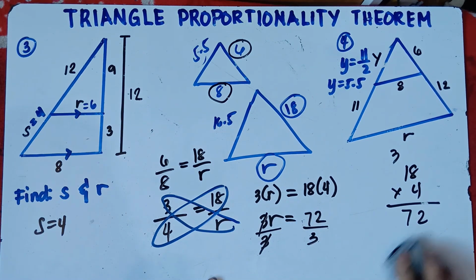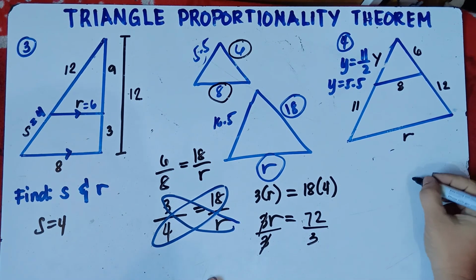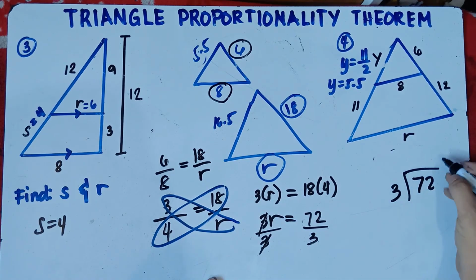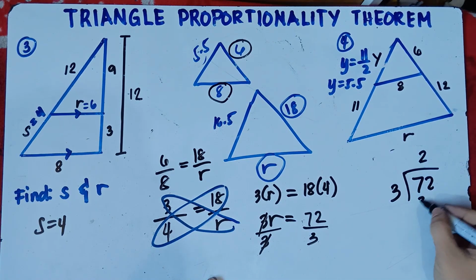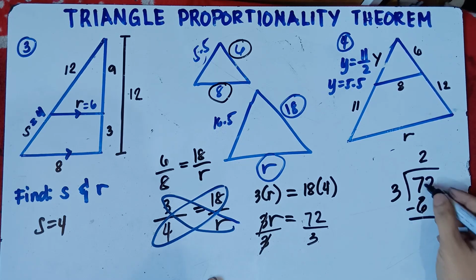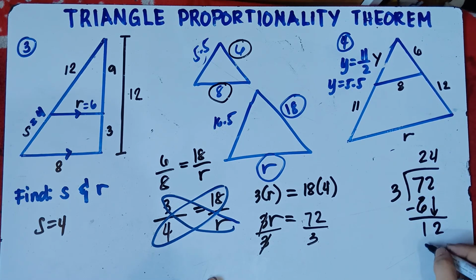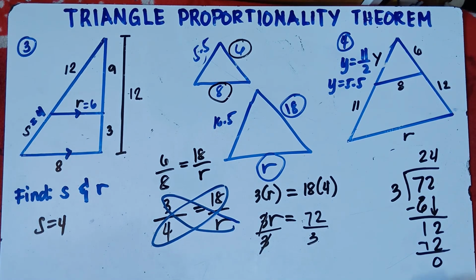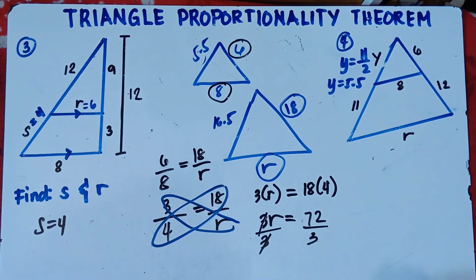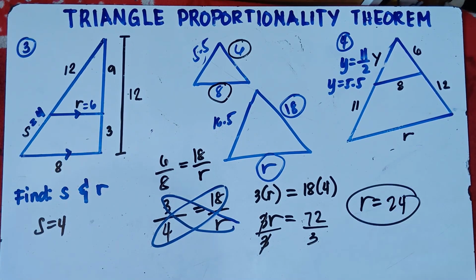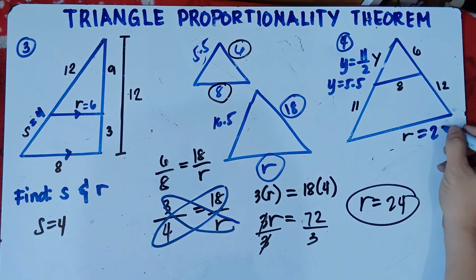Cancel this out. 72 divided by 3. Let me divide that. 7 divided by 3, that is 2. 2 times 3 is 6. Subtract. 7 minus 6 is 1. Bring down 2. 12 divided by 3 is 4. 4 times 3 is 12. Subtract 0. 24. So our r is equals to 72 divided by 3. That is 24. That's it, class.